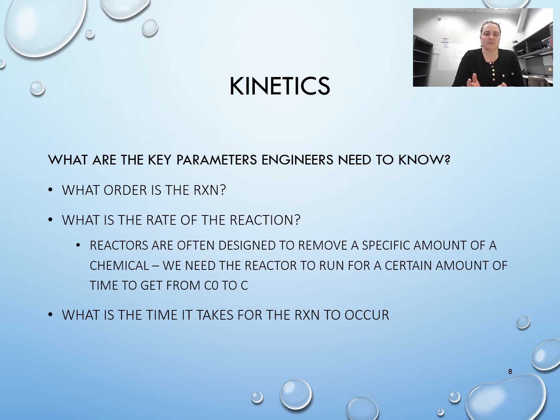Some things that we need to know is the order of the reaction, right? Is it 0? Is it first? Is it second? What order is it? The other thing, if we're designing systems and we have chemical reactions, we need to know the rate of reaction. The reason is that reactors are often designed to remove a specific chemical or contaminant from water and wastewater. That's generally the goal in that kind of a setting. And so we need to know how fast that chemical is going to be removed from a specific type of system, and that's related to the rate of reaction.